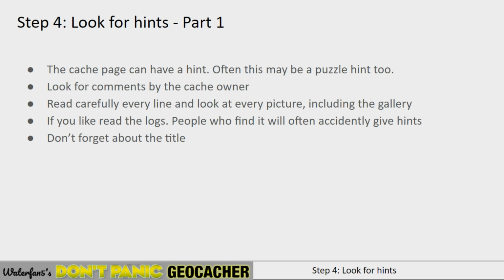And of course, read carefully every line and look at every picture. And that includes the gallery. Every sentence that is written may contain an extra hint. Every picture that is provided may contain a hint. So it's always useful to look at the very detail, read it many times, zoom in on pictures and make sure you notice tiny details. Because the tiny details may become important in solving the puzzle and tiny details may have been provided to give you hints.